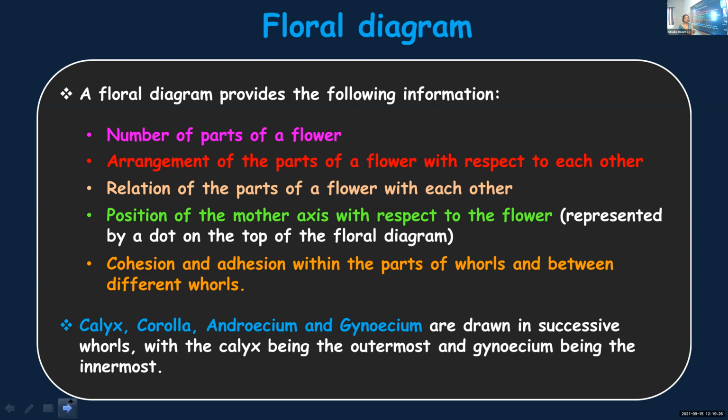Just by seeing the floral diagram, you will get information regarding how many parts are there for that flower. How are the different parts of a flower arranged with respect to each other? How are they related with each other? And with respect to the flower, where is the mother axis, or where is the position of the stem? And cohesion and adhesion. Cohesion means fusion of similar parts. Adhesion means fusion of dissimilar parts of the flower. And all those details you will get, and the different whorls are arranged in different layers. The outermost layer indicates calyx, and innermost layer indicates gynoecium.